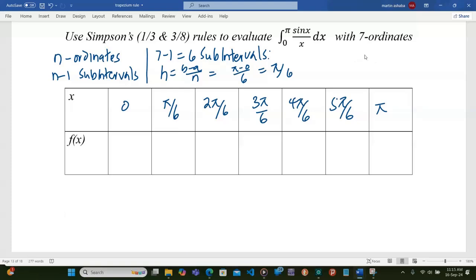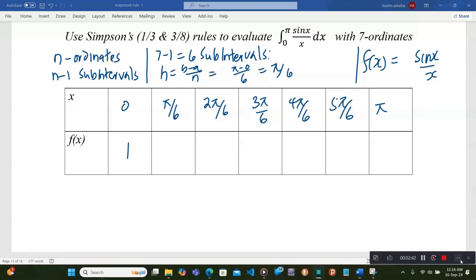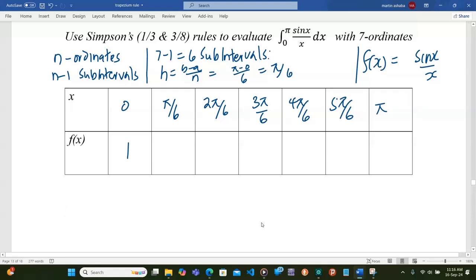Substitute in f of x. F of x is sine of x out of x. So put in 0, sine 0 out of that. Obviously, what is it going to be? If you put in 0, what is this value going to be? If I put in my value at x equal to 0, I'm going to get 1. We have to understand how we get 1.